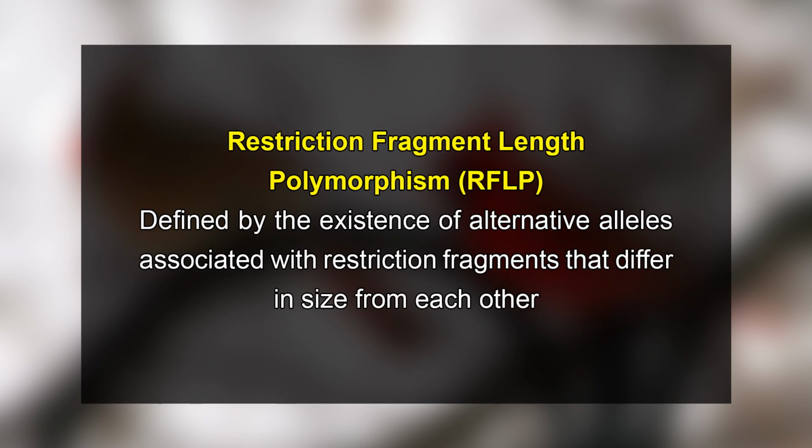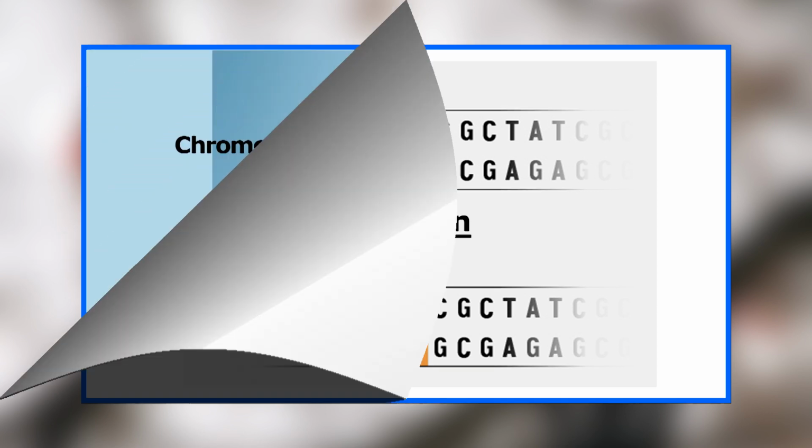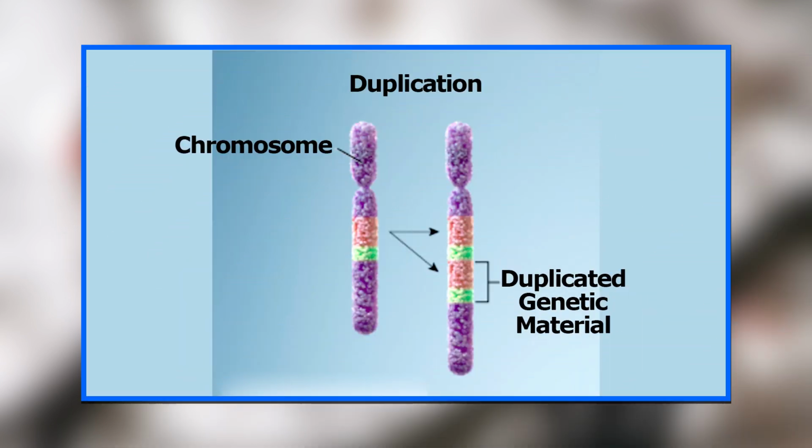The RFLP is defined by the existence of alternative alleles associated with restriction fragments that differ in size from each other. The molecular basis of the RFLP is that nucleotide-based substitutions, insertions, deletions, duplications, and inversions within the whole genome can remove or create new restriction sites.